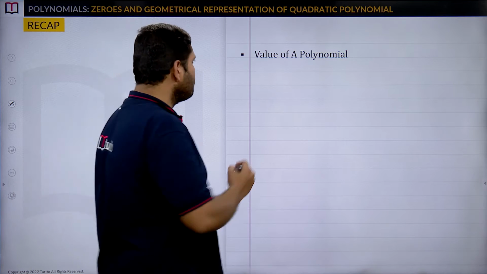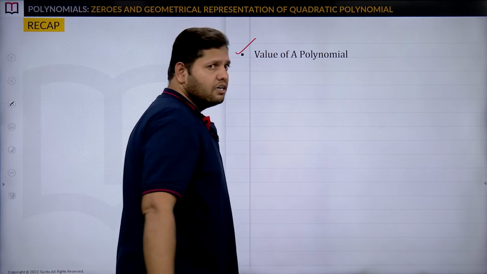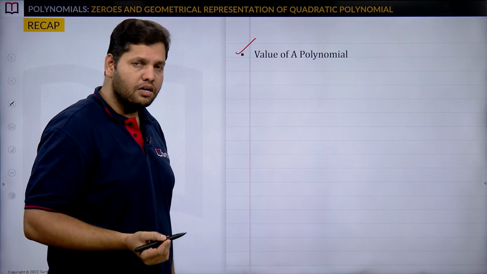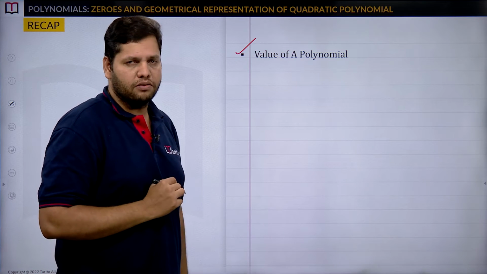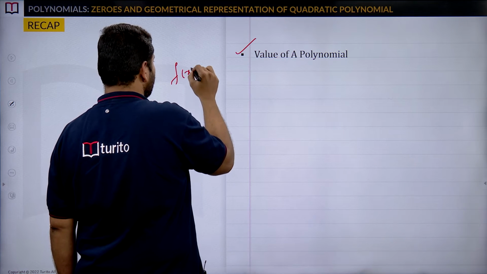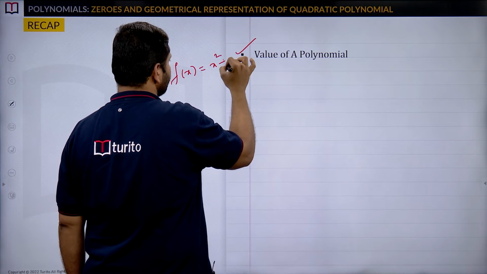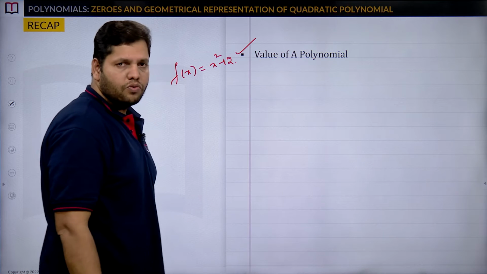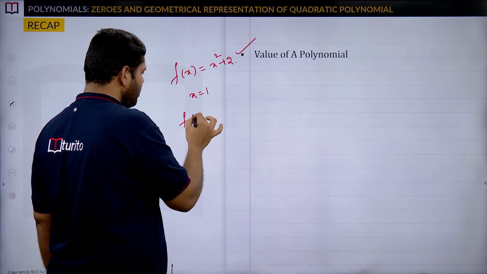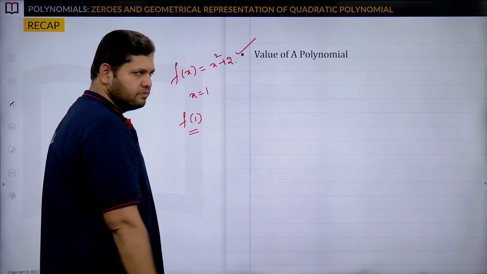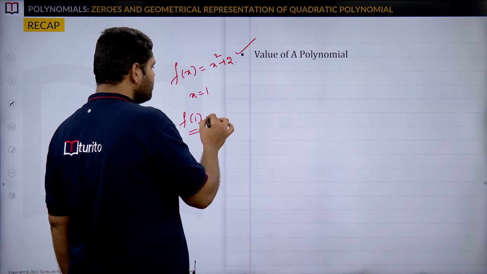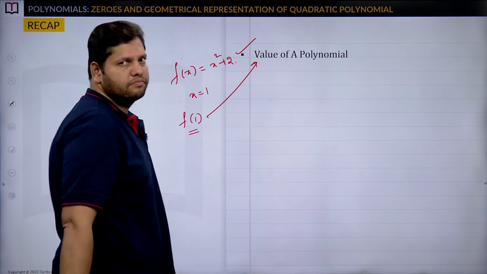So, value of the polynomial means we have to substitute a value for x, the variable in the polynomial expression. Suppose I have the polynomial f of x equals x square plus 2. I substitute x is equal to 1, then I find the value of f of 1. This value of f of 1 is called the value of the polynomial.